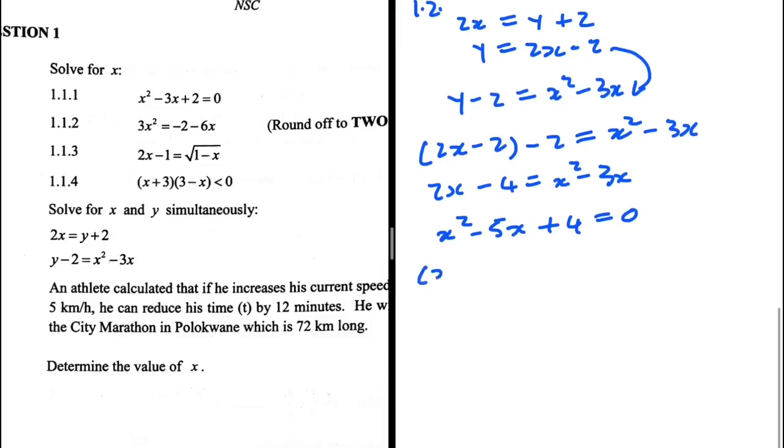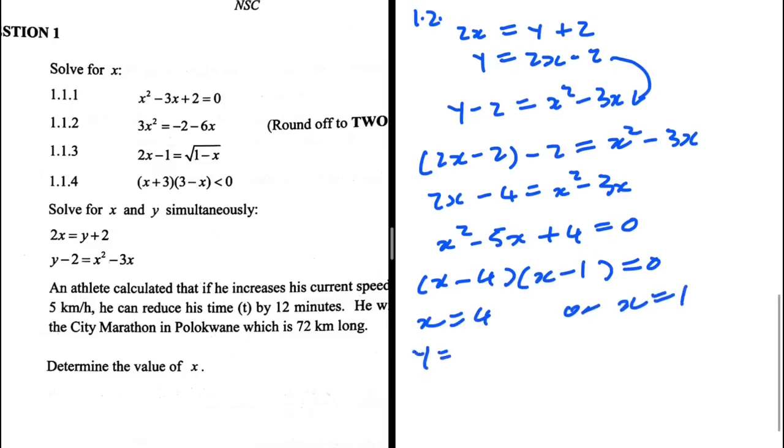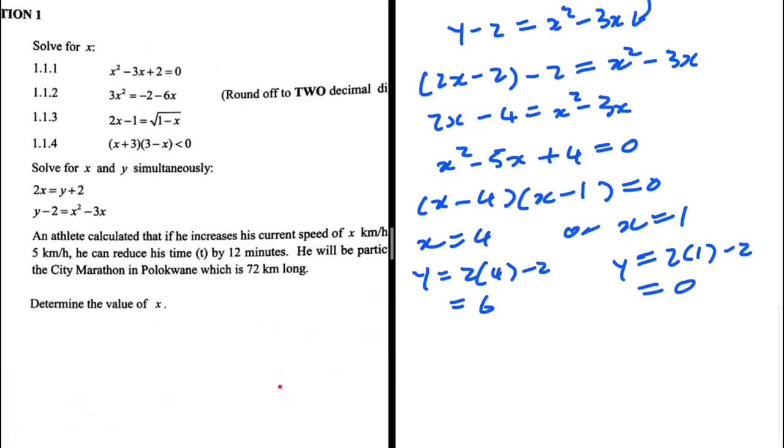Should be easy to factorize this. X minus 4, x minus 1 is equals to 0. X is equals to 4 or x is equals to 1. If x is equals to 4, y will be equals to 2 multiplied by 4 minus 2. So 2, 4, 8 minus 2, 6. And then y, well, when x is equals to 1, y will be 2 multiplied by 1 minus 2. That looks like y should be equals to 0. Right, so there we go. That is 1.2. Let's take a look at 1.3.